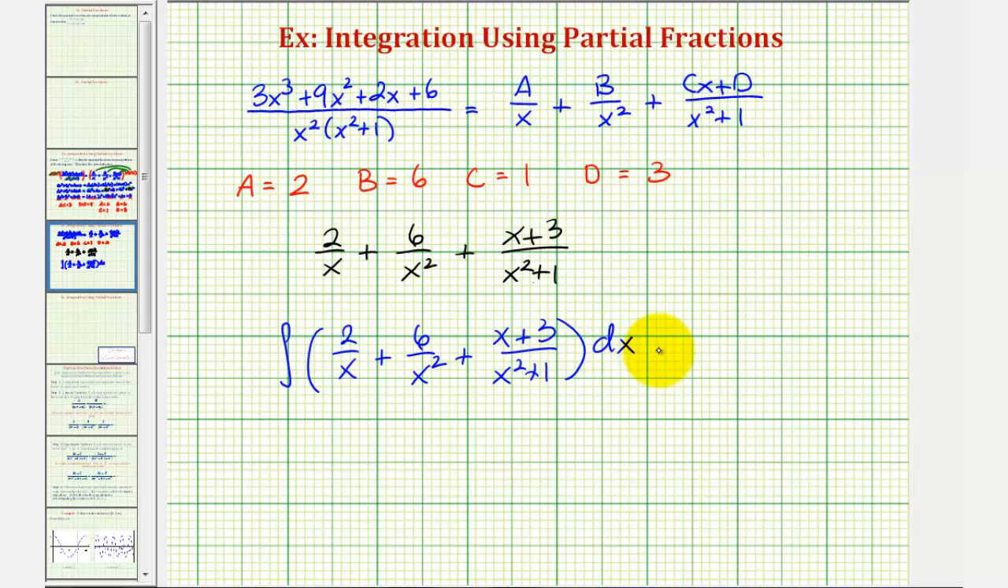x. Before we do this, though, notice how we'll have to change the form of this term by moving this up into the numerator and writing this as 6x to the power of negative 2. And notice how for this third term, u substitution is not going to work in this form. We'll have to write this as two separate fractions. So write this as the integral of 2 divided by x plus 6 times x to the power of negative 2 plus, here we'll write x divided by the quantity x squared plus 1 plus 3 divided by the quantity x squared plus 1.